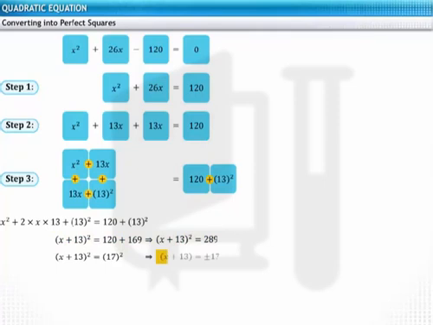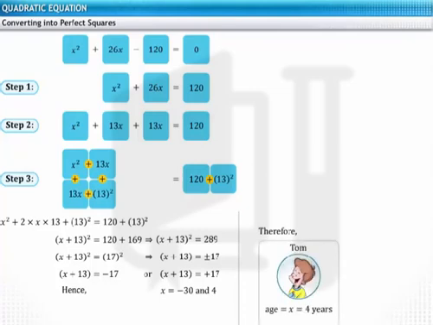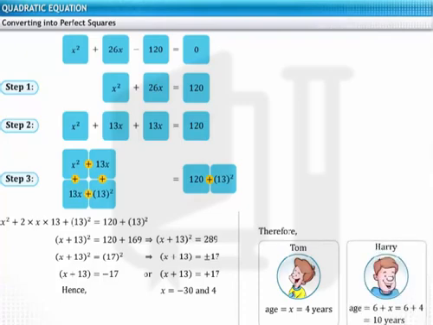On simplifying the equation, you get x plus 13 is equal to plus or minus 17. This means x plus 13 is equal to minus 17 or x plus 13 is equal to 17. Hence the values of x are minus 30 and 4. Therefore, the answer to the problem is Tom's age is equal to x is equal to 4 years. Harry's age is equal to 6 plus x years is equal to 6 plus 4 is equal to 10 years.